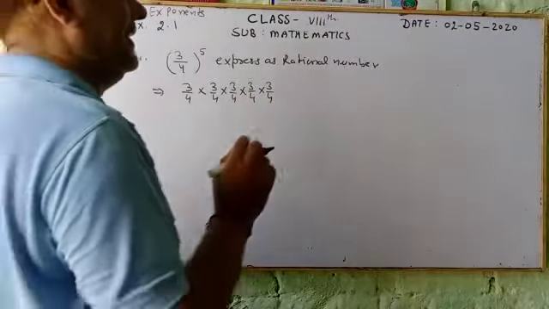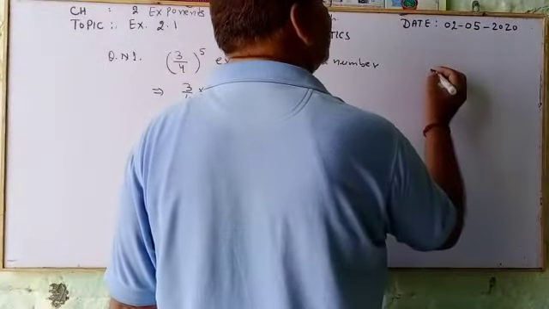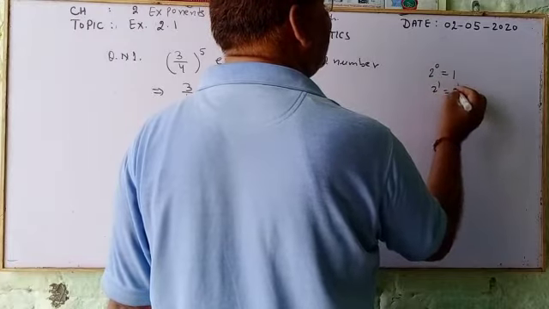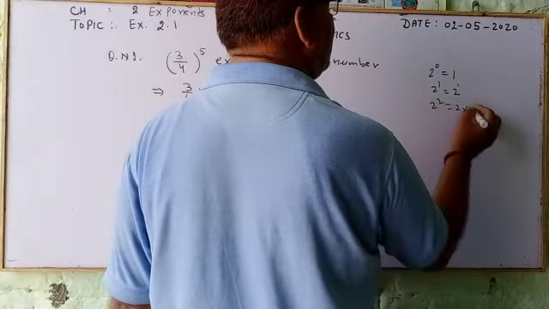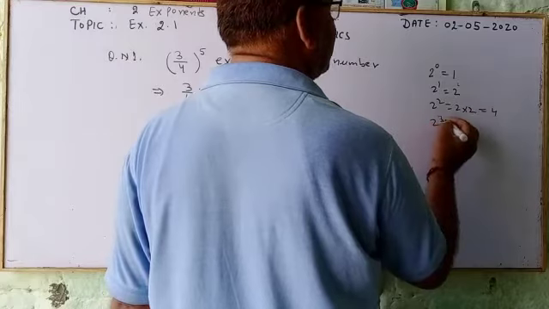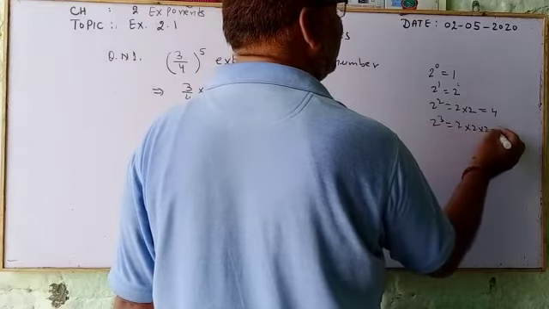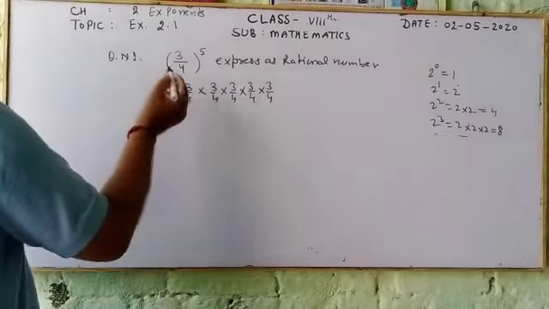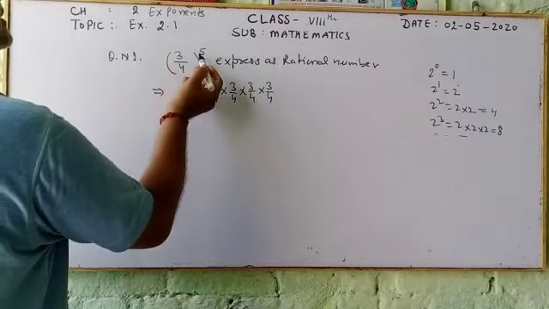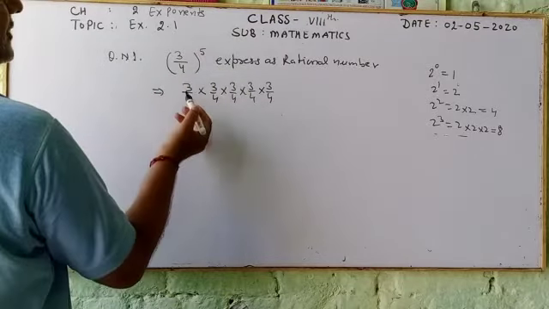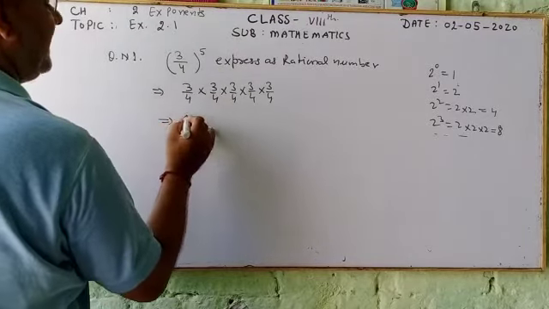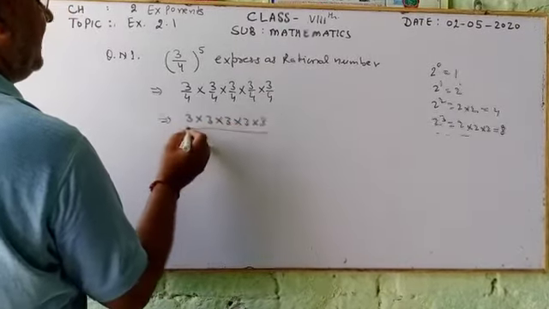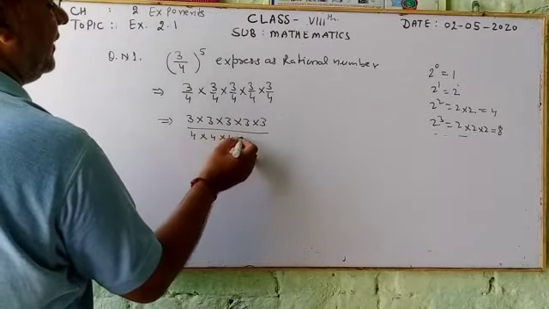We know already in exponent expressions, 2 raised to power 0 is 1, 2 raised to power 1 is 2, 2 raised to power 2 equals 2 into 2, that is 4, 2 raised to power 3 is 2 into 2 into 2, that is 8, and so on. So if the power of any rational number is 5, we write it down 5 times. We multiply 3 into 3 into 3 into 3 into 3 and 4 into 4 into 4 into 4 into 4.